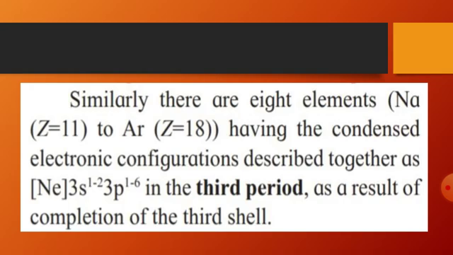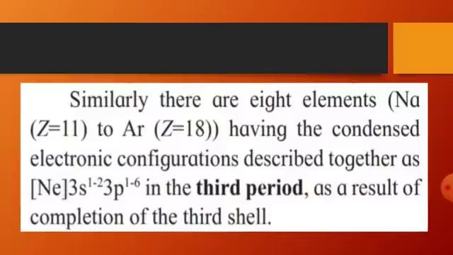We are going to write down the condensed electronic configuration. We have studied earlier what is condensed electronic configuration. Depending upon its atomic number, we are going to write down the condensed electronic configuration. Neon 3s 1 to 2, 3p 1 to 6 in the third period, as a result of completion of the third shell. So here there are again 8 elements in the third period, starting from sodium to argon.